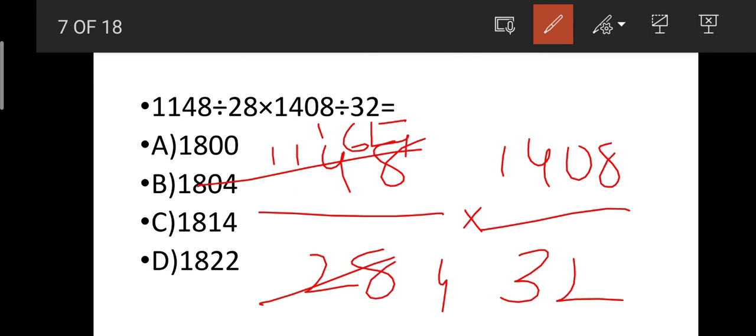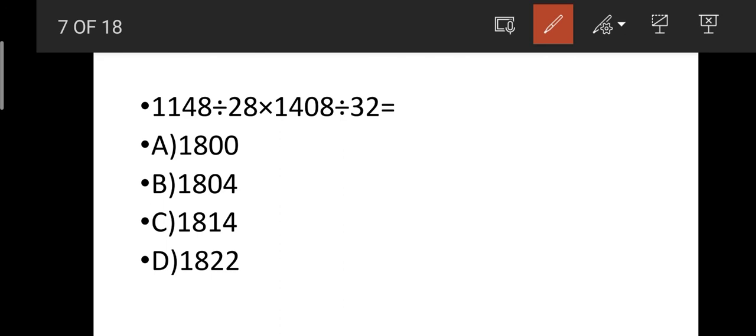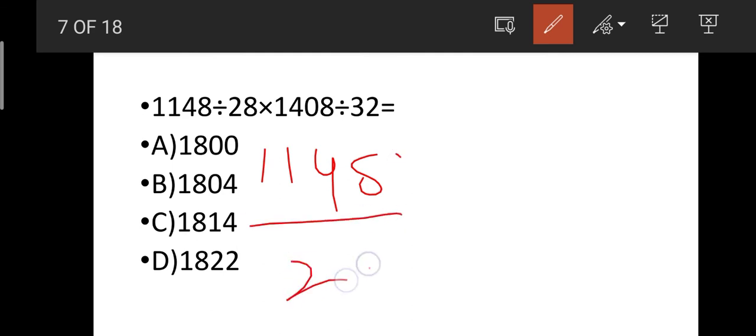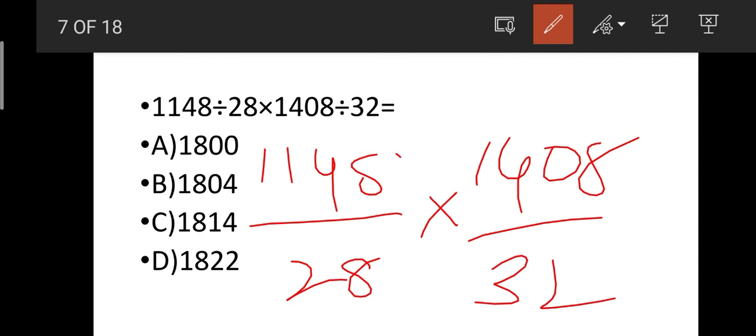This is a very time consuming process, isn't it? Then what option should we adopt to get our answer very quickly? Okay, again I am writing, see, 1148 divided by 28 into 1408 divided by 32.